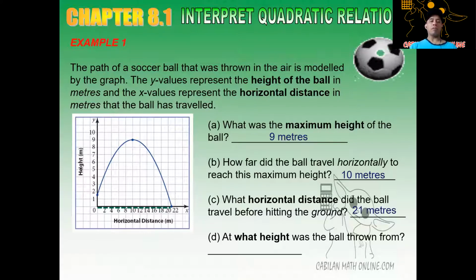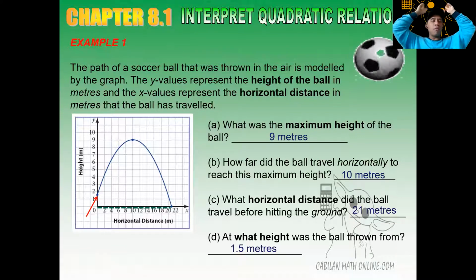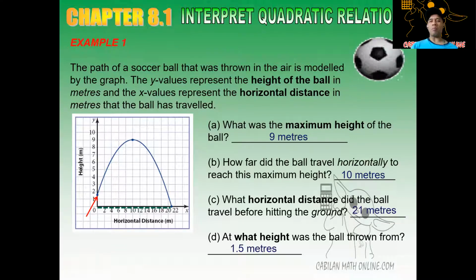Now, this next part, typically when you think of a soccer ball, people automatically think that a ball is kicked from the ground. But in this question, it's different. In order for us to determine what height the ball was thrown, you can see that at the very start, the ball is actually some distance above the ground. Notice that particular point is located in between 1 and 2. So we can say it's at 1.5 meters. This would be an example in soccer of how you throw the ball from your head and you throw it across. That would be a perfect example of that.